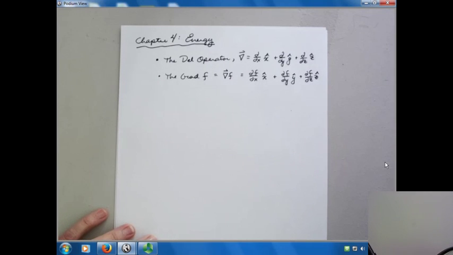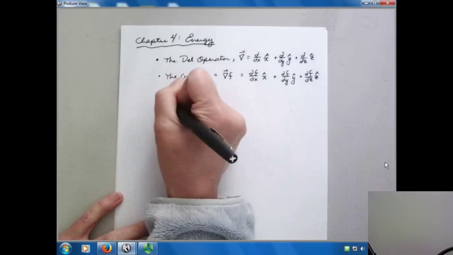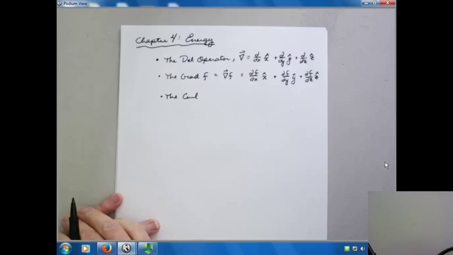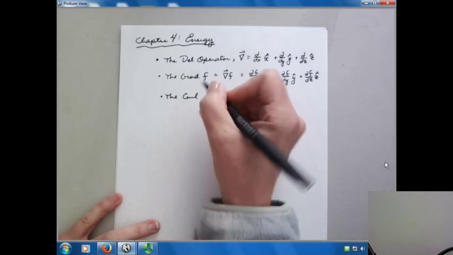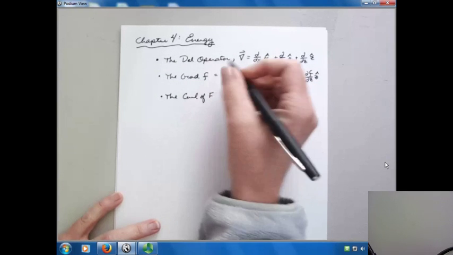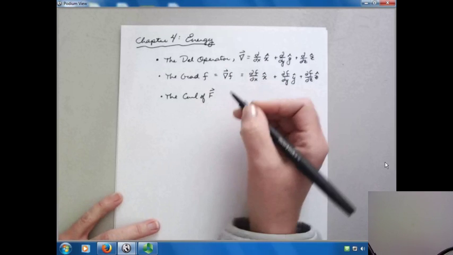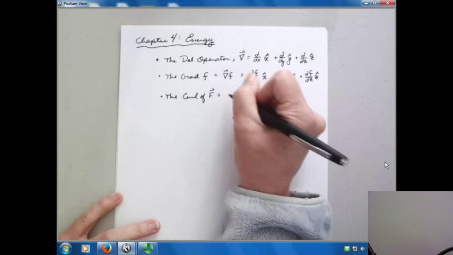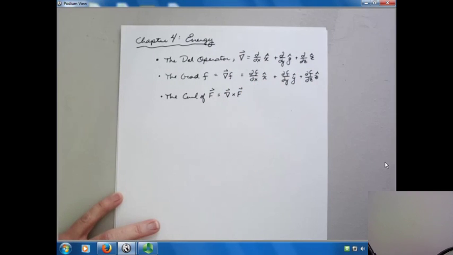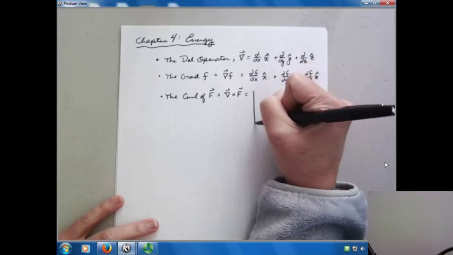Also, we will be using the curl. When we think about the curl, it has to be the curl of some sort of vector function. It won't apply to a scalar function. So here I've got a vector function f. If I want to take the curl of that function, I take the cross product of the del operator with the vector function, which gives me the determinant of the following.